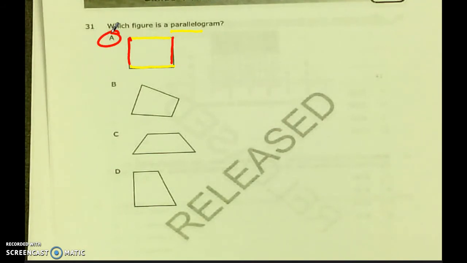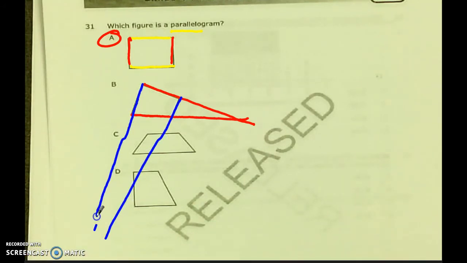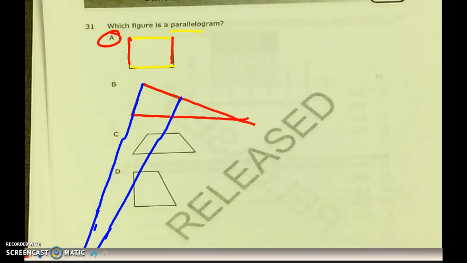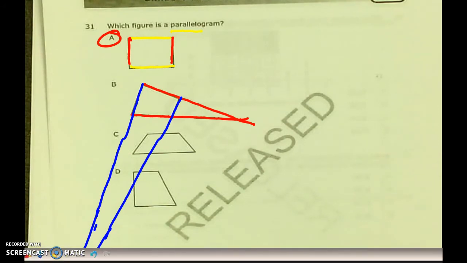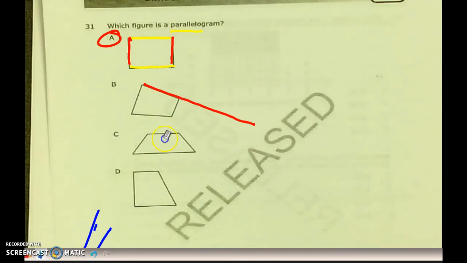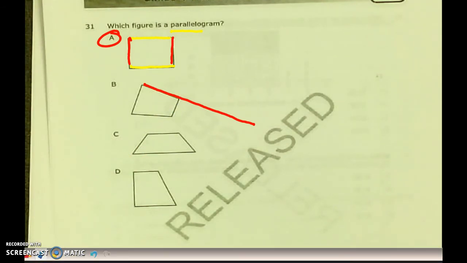If you look, this line is not parallel because eventually they cross. And you have to be careful with this. You have to extend those lines. If you extended this line and then extended this line, eventually they're going to meet way down here. So these are not parallel. So let me erase those. Okay, all right, so now let's look at this.